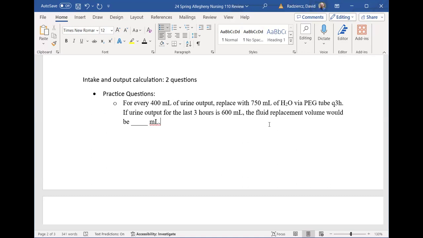Because the way this question is asked, it's going to look either just like this, or they might say the doctor orders a replacement volume of 750 milliliters of water via PEG tubing every 3 hours for every 400 milliliters of urine output. So they might just rewrite that question. Or if the patient's urine output over the last 3 hours, and the timing doesn't really matter, it's just when you're probably checking it, is 600 milliliters. The doctor says to replace it with 750 milliliters for every 400 milliliters of output. What would you do? So that's really the only thing that's going to change, is maybe the way it's presented.